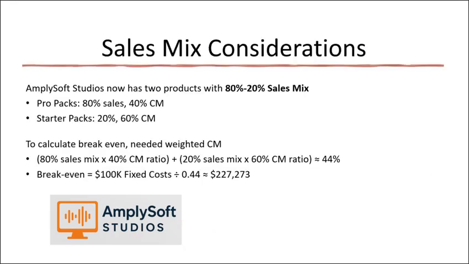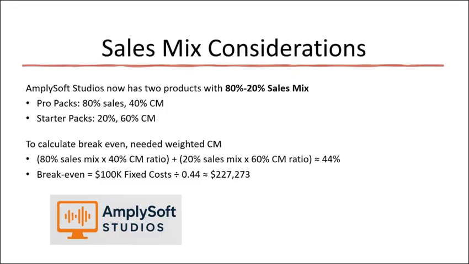Few companies sell just one product. They typically have multiple products, and multi-product break-even analysis can be done pretty simply as well. But to do this, we need to understand what the term sales mix means. Say AmpliSoft sells a second product, starter pack mixes. In total, the starter pack accounts for 20% of sales and the Pro Pack for 80% of sales. It has an 80-20 sales mix, which means for every 8 Pro Packs, it sells 2 starter packs.